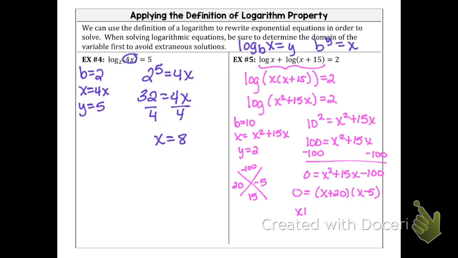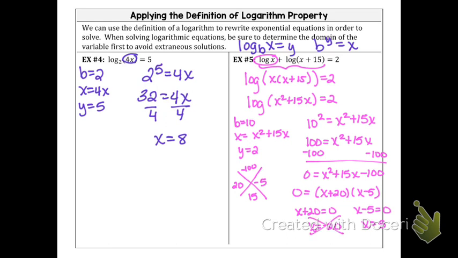So then set each factor equal to 0 and solve. So we get x equals negative 20, and we get x equals 5. Don't forget, you had a log at the very beginning, so make sure you check your answer. So I'm going to check the negative 20 first. When I come up here to the first one, log of negative 20, I can't take it, so negative 20 doesn't work.